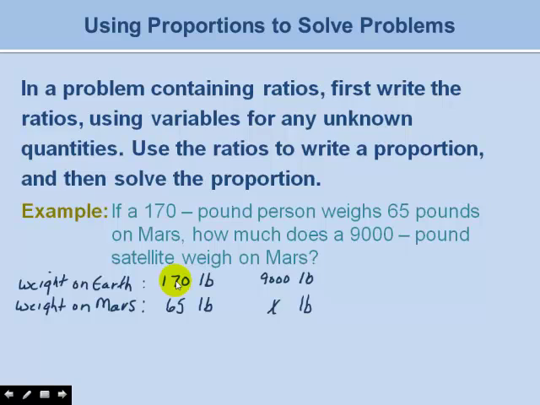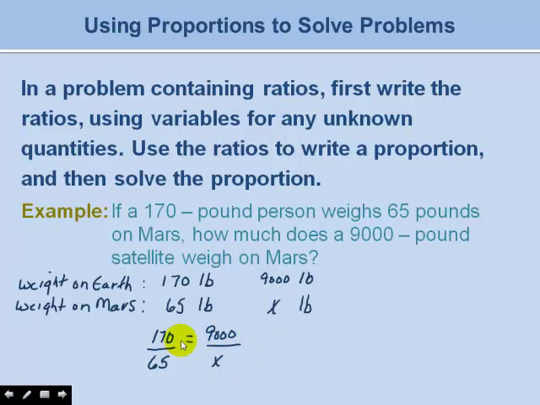Now if we want to write these as ratios, we've got 170 pounds to 65 pounds. So we'll just write that as a fraction. And then our ratio here would be 9,000 pounds to x pounds. So we can write that ratio there. And notice the important thing when you're setting your ratios equal is to make sure that the numerators and denominators match as far as what they're corresponding to. In this one, both of the numerators correspond to weights on Earth. Both of the denominators correspond to weights on Mars.